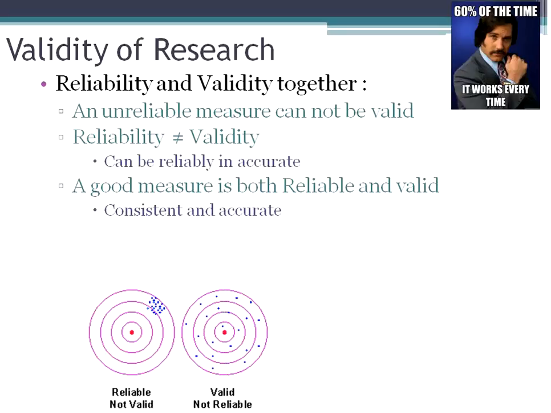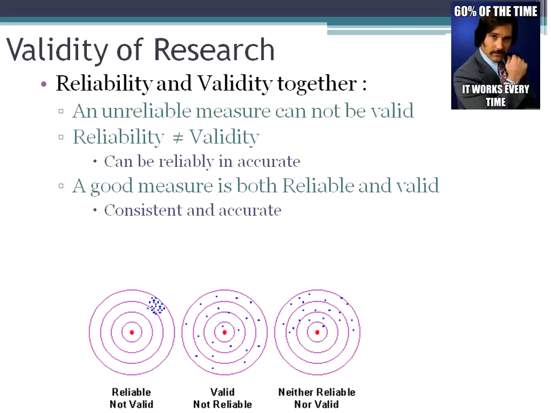This is a valid measure, but it's not really reliable. So sometimes it hits the true score, sometimes it doesn't. We've got an equal spread over the whole target, but it's just kind of all over the place. Like sometimes it works, sometimes it doesn't. So it's valid, but it's not really reliable. It's not consistently measuring. This is neither valid nor reliable, right?